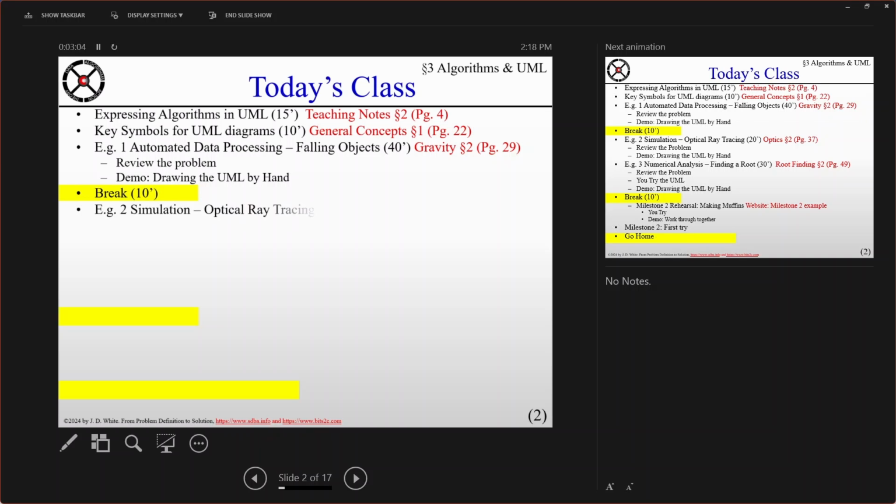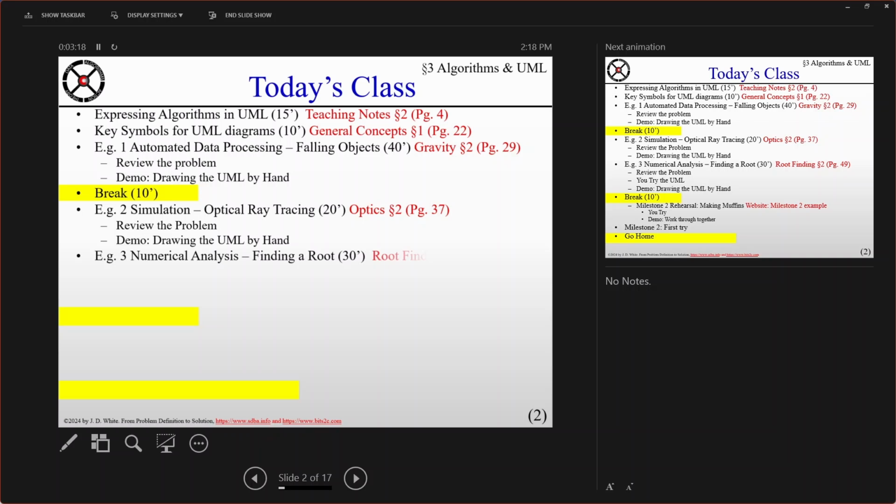Following our break, we'll do the example of the optics ray tracing one. Again, in this case I will review the problem. I will then demo drawing the UML by hand. After that, we'll look at a numerical analysis and root finding. We'll review the problem. You will try to draw the UML. Okay? And then I will quickly demo drawing the UML. We will then hopefully have our next 10-minute break.